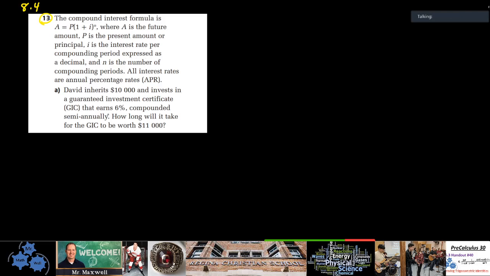So if we look at this here, A equals P times (1 plus i), and this is to the power of n. What we're looking for here: David inherits $10,000 and invests it. So that's going to be our principal, $10,000, at 6%. Now remember, i is the interest rate per compounding period.